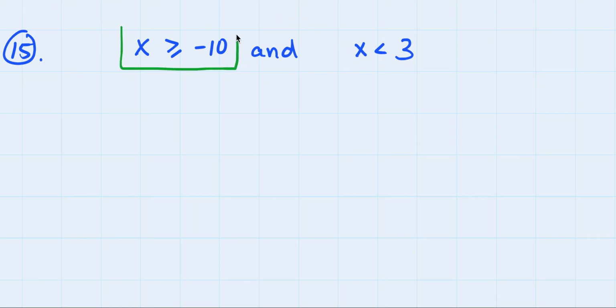So for this one, x is greater than or equal to negative 10. So the smallest number we can be is negative 10, and we can equal that number, so I put a bracket, comma, infinity. That goes with this one.